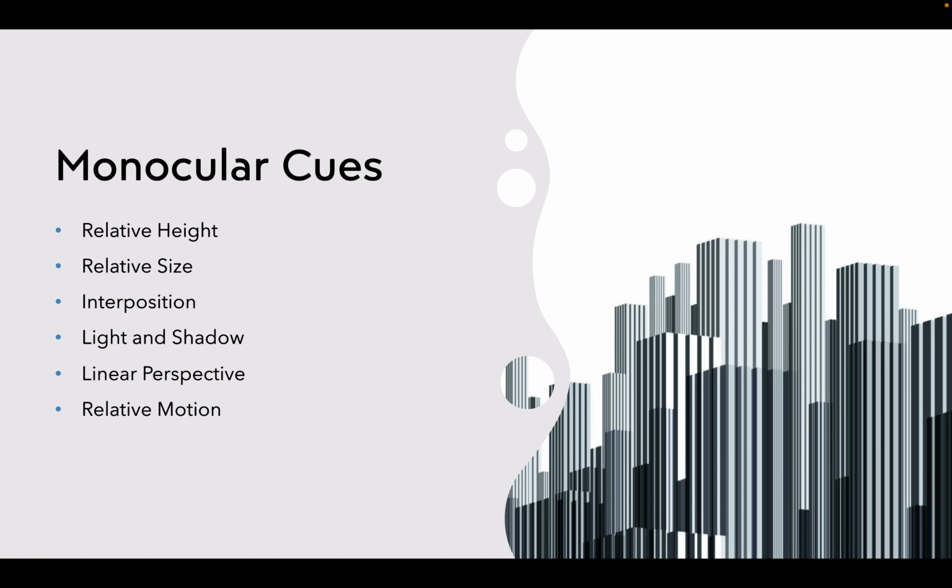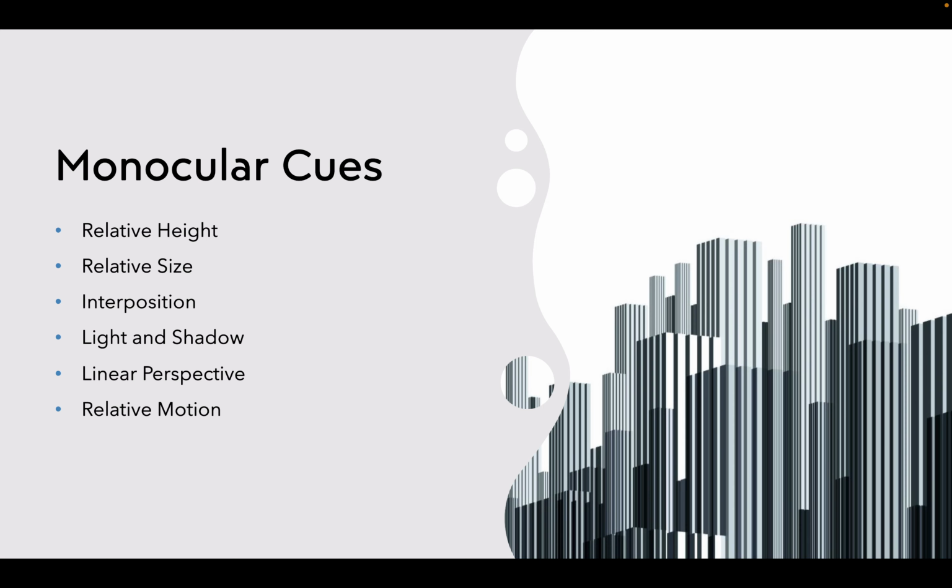Interposition is if one object partially blocks our view of another, we perceive it as closer. Light and shadow. Shading produces a sense of depth consistent with our assumption that light comes from above. We understand this because in our experiences, most lights do come from above. The sun's above us. Our lights in a room are usually above us. Most of the time, that's how it is. So that is why we perceive it that way.